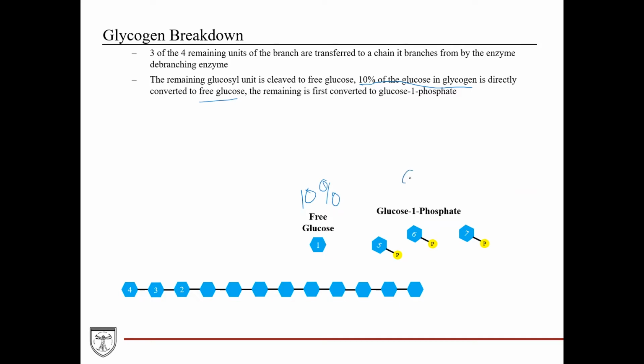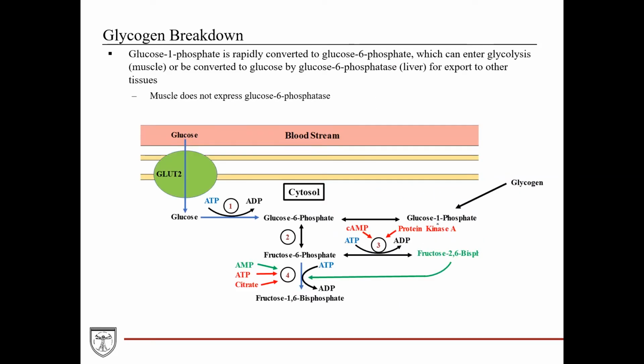And then the remaining 90% is first converted to glucose 1-phosphate. So that glucose 1-phosphate, once you've generated it, is rapidly converted to glucose 6-phosphate, which is a key intermediate. Now, what happens next depends on what tissue you're in. If you're in the muscle, it can then go to glycolysis, because you're typically going to be breaking this down during exercise or prolonged fasting, and that muscle needs to use that glucose for ATP production.